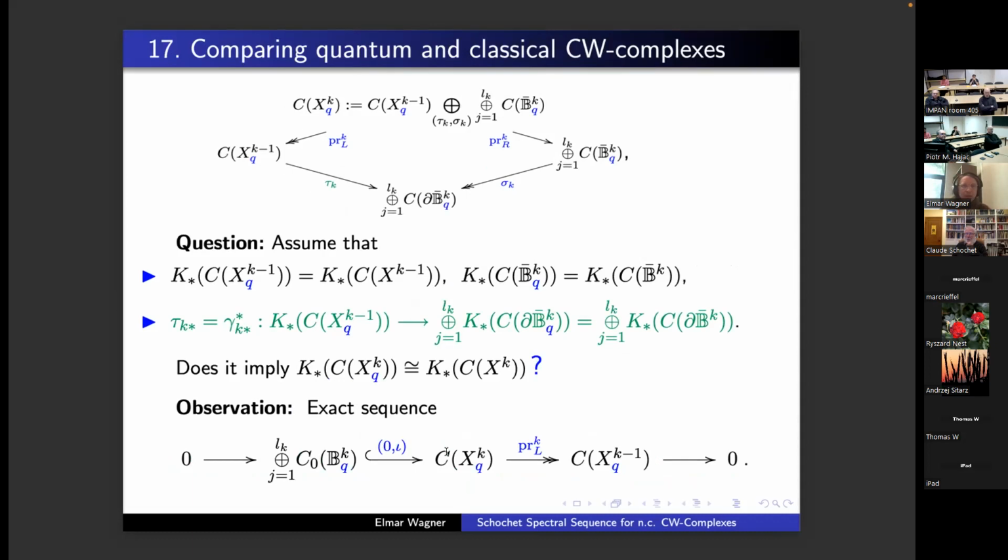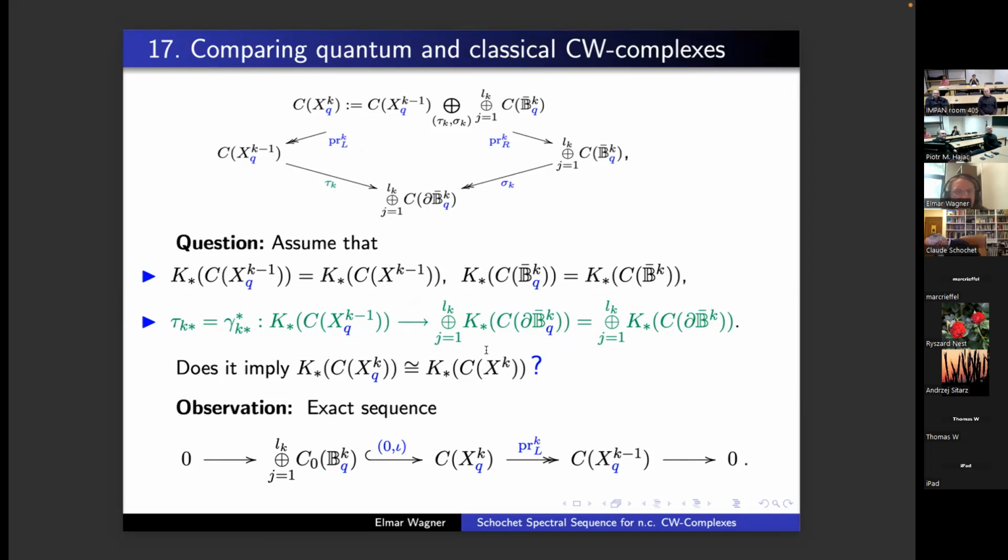Now I would like to proceed by induction. I know that the K-theory of the (k-1)-skeleton is the same. I know that this map tau, which has all the information about how nontrivially we are gluing things, gives on the level of K-theory the same map. And the question is now, if I look at the K-theory of the new complex of one dimension higher, can I guarantee that it's the same K-theory? And here starts the trouble. The answer is that we can't guarantee it.